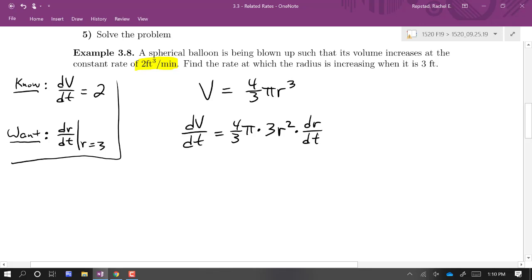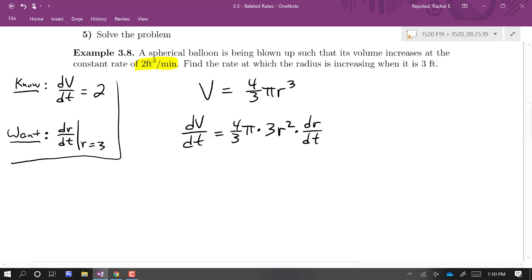We are respecting time, so being hyper vigilant about that as we differentiate is important. Hopefully if we forgot that dr/dt, it wouldn't take us too long to recognize that we must have made a mistake somewhere, because it's going to be really hard to find dr/dt if I don't have an equation that has dr/dt in it.